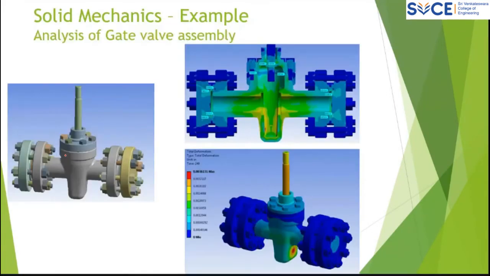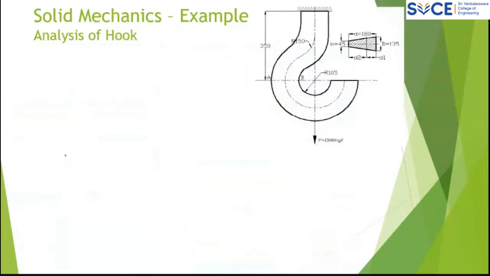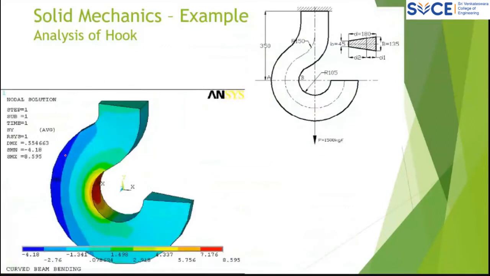Similarly, the gate valve, right? How to analyze a gate valve, this is also similar. I'm just showing you what different items are available in FEA, right? Due to water pressure, what is happening in the gate valve, how it can withstand, right? These are the things. And this is for a hook, a simple hook, right?